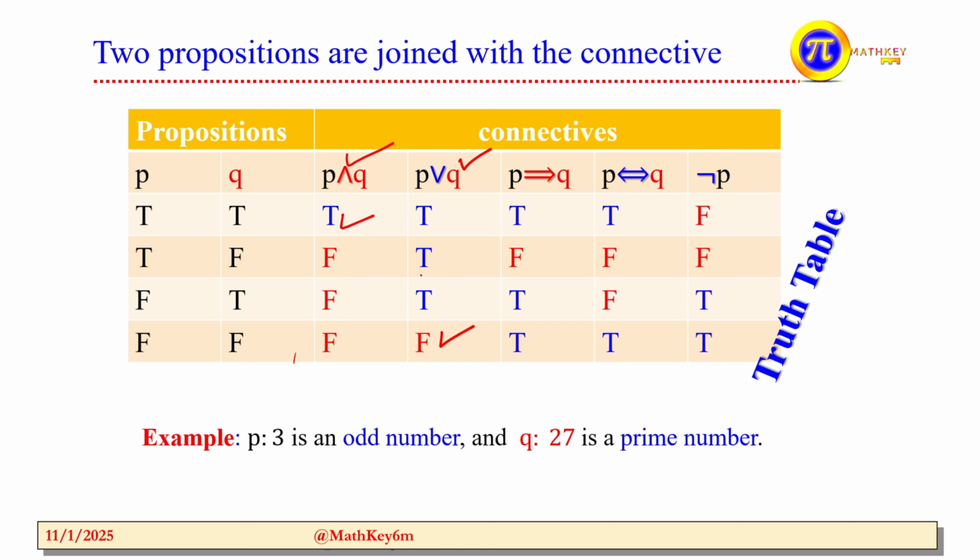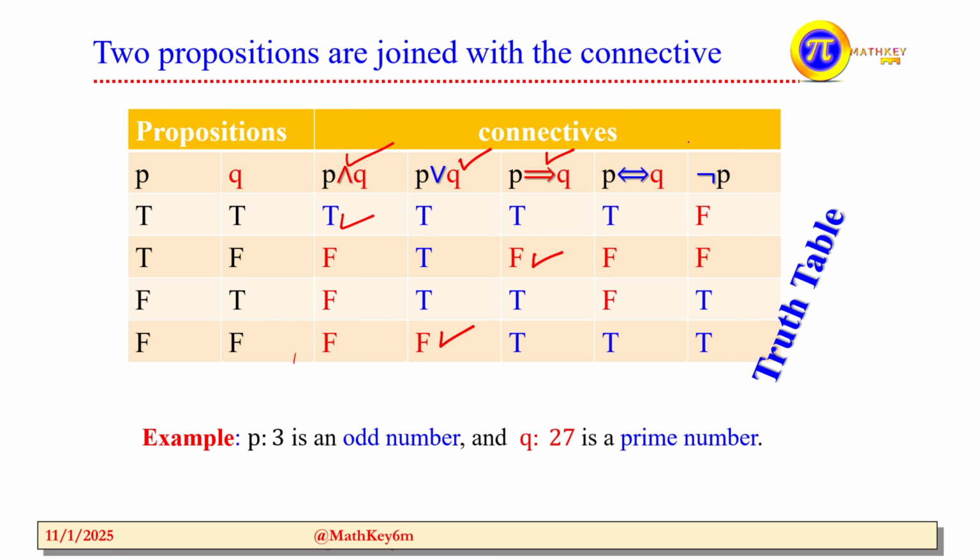In case of if then, or implies, it is false when, we call P the hypothesis and Q the conclusion, the hypothesis P is true and the conclusion Q is false. At that time the whole system P implies Q is false. Otherwise, in the other options, it is true.